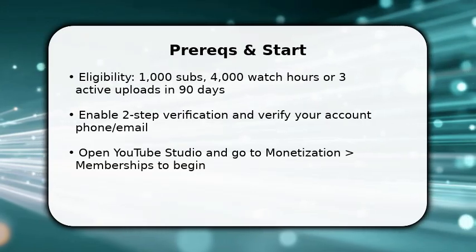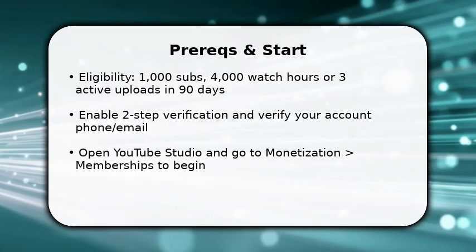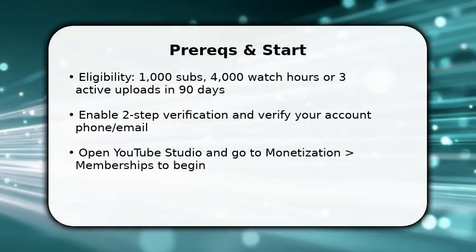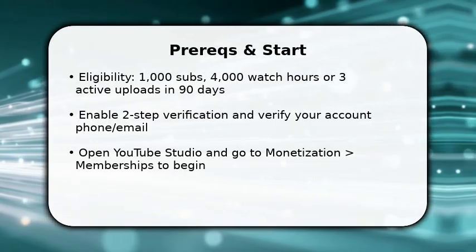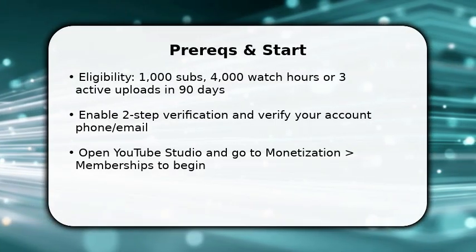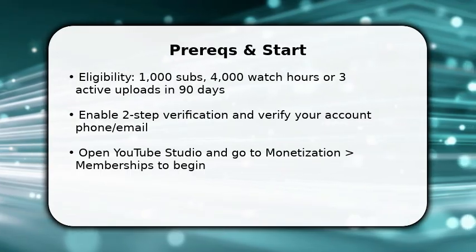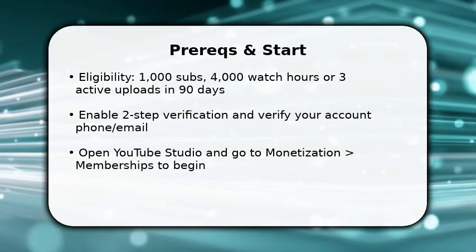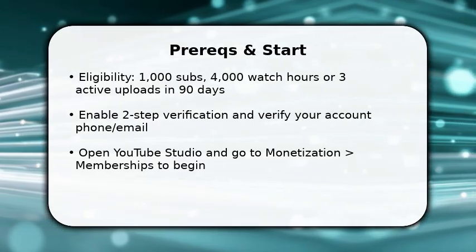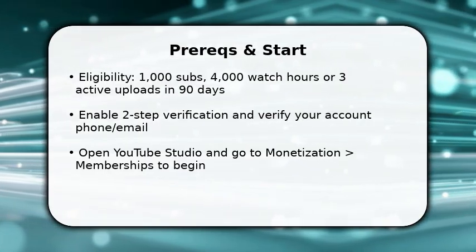You meet the prerequisites, so start now by opening YouTube Studio and navigating to monetization. You'll need account verification and two-step security enabled. These reduce delays. Once in monetization, select memberships to see eligibility checks and policies. You should review the membership levels and creator guidelines briefly so you know what's allowed.